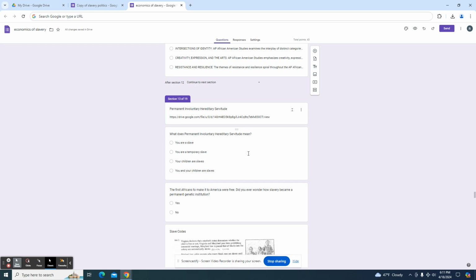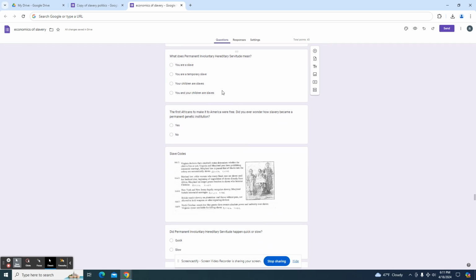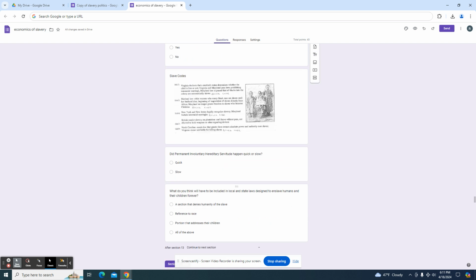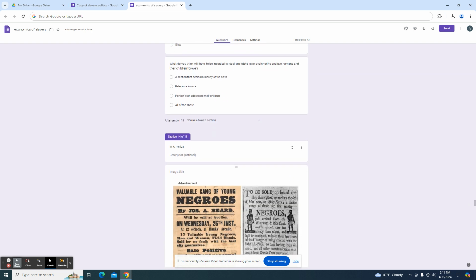Permanent involuntary hereditary servitude. Now starting to look at the issue of the transition with the slave codes, and the slave codes that were used to slowly erode the free status of the first Africans to be here. So that's what this section is. And the goal is to get to permanent involuntary hereditary servitude, which is going to create a situation where the slaves are permanently going to be locked into servitude.